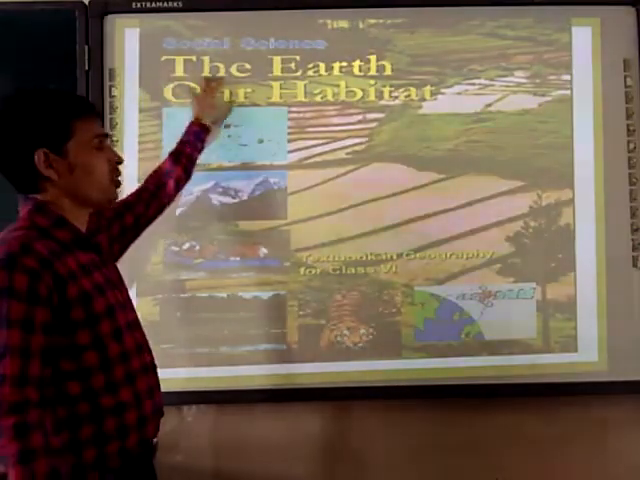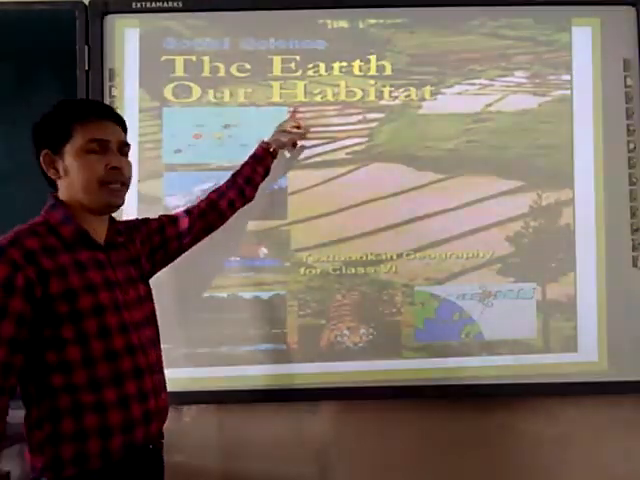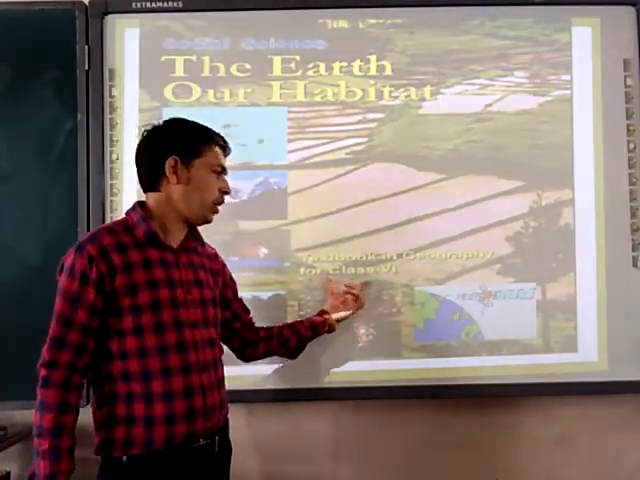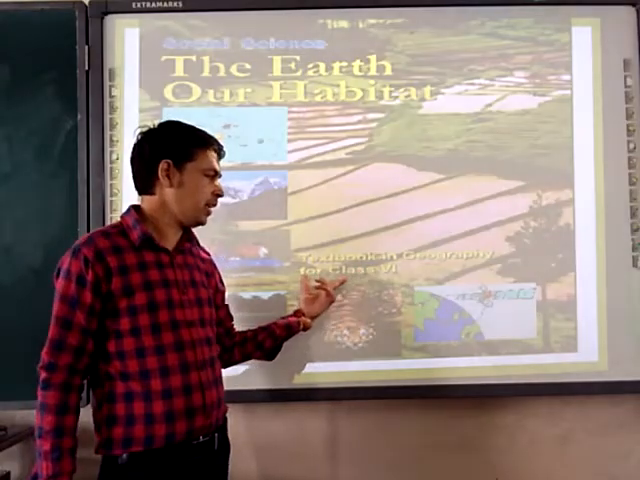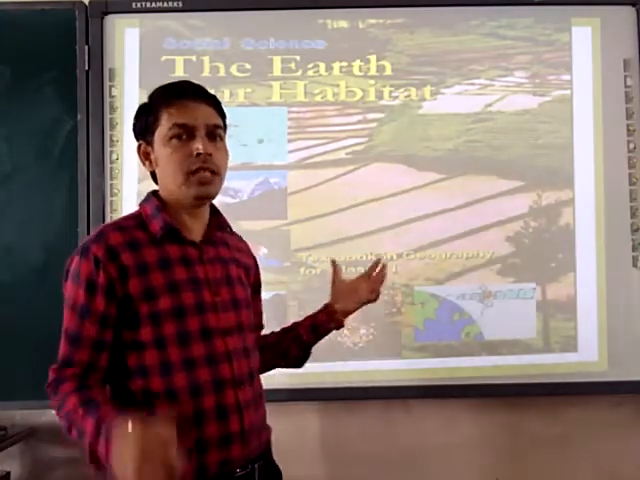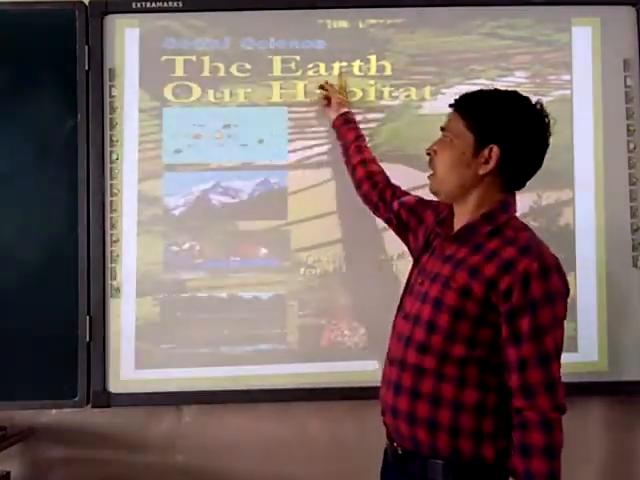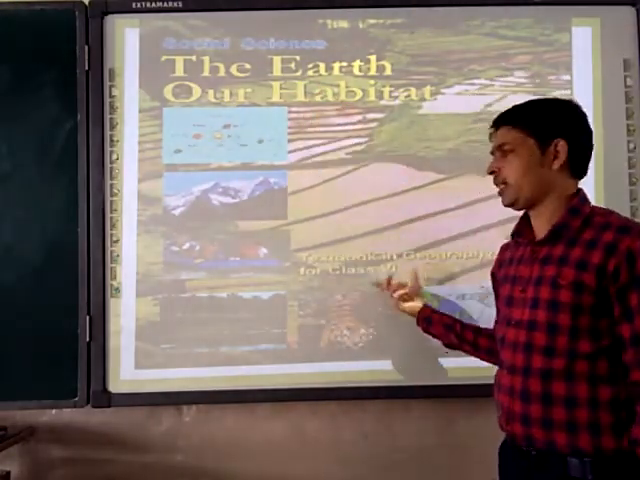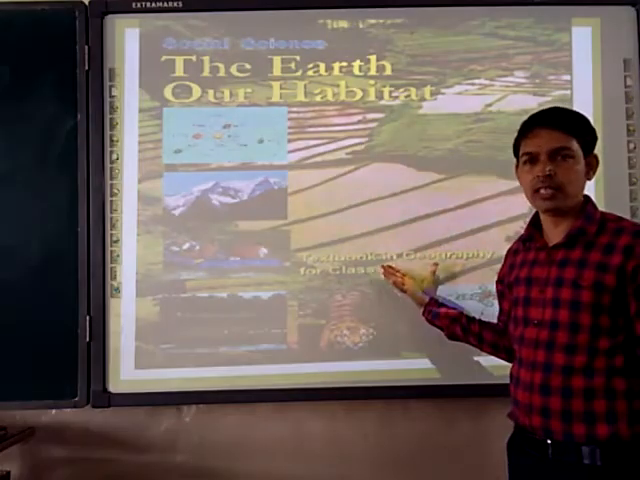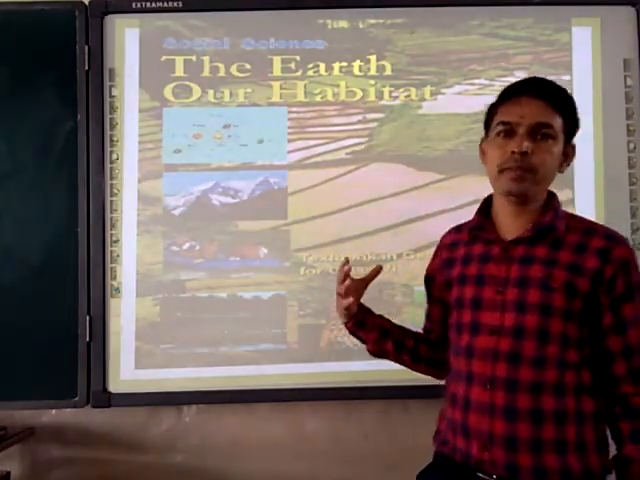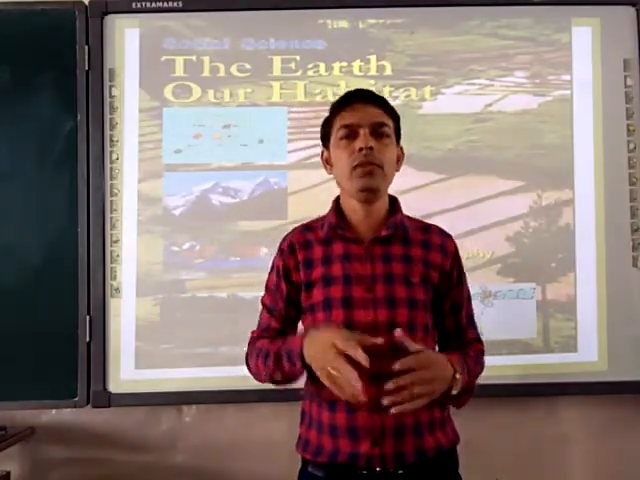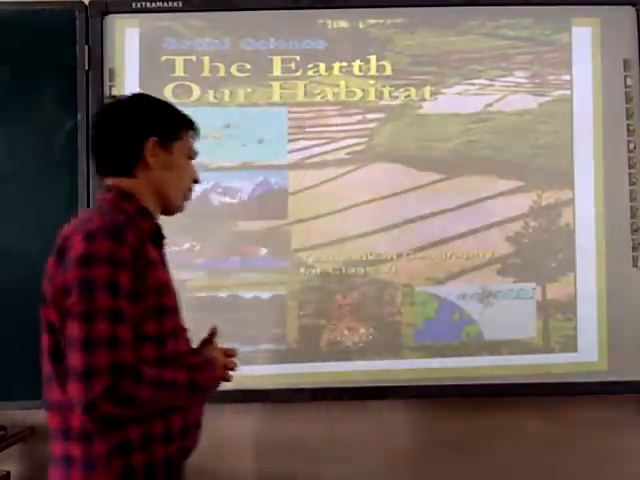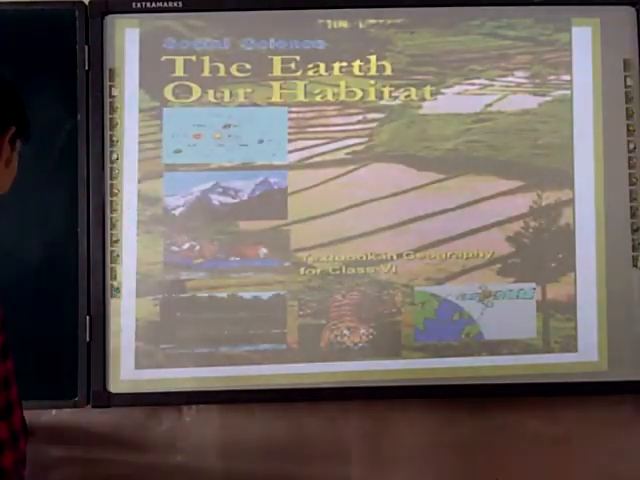Next, social science textbook, The Earth, Our Habitat. So this is the textbook in geography for class 6. So once again you have another textbook. The name of the textbook is The Earth, Our Habitat. And this textbook is also for the 6th standard from NCERT. So again I request you, please copy down a few names of the chapters, what we are going to study in this textbook.